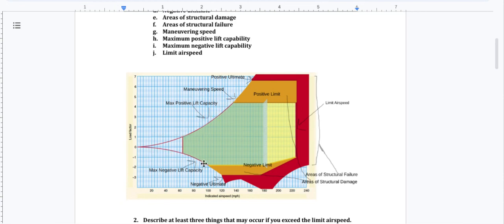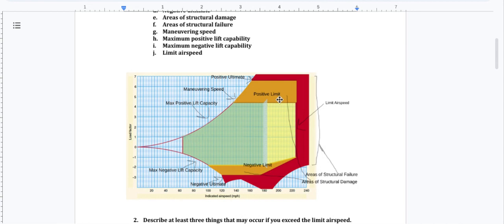Max negative lift capacity here on this red line right here. Negative ultimate here where the red meets the orange. Negative limit here in the orange. Positive limit here in this orange. We've talked about area of structural damage here, these orange areas. And then areas of structural failure here beyond that orange into the red, and beyond the red here.